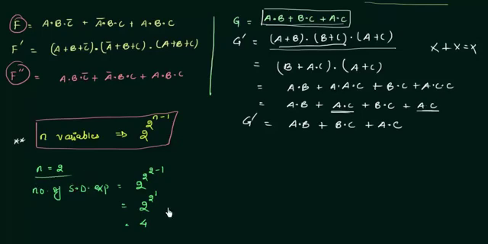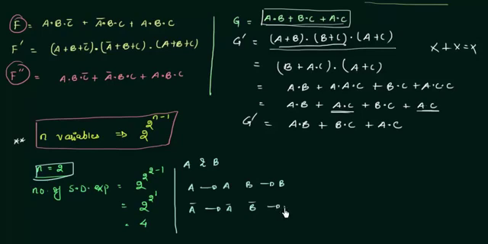Now what are these self-dual expressions? What are these 4 self-dual expressions? If I say A and B are the 2 variables, then the first self-dual expression will be A. If we take the dual of A, we are going to have A, which is the same. And if we take the dual of A complement, we will have A complement. In the same way, B will give us B, B complement will give us B complement. So these are the 4 self-dual expressions in case of 2 variables.